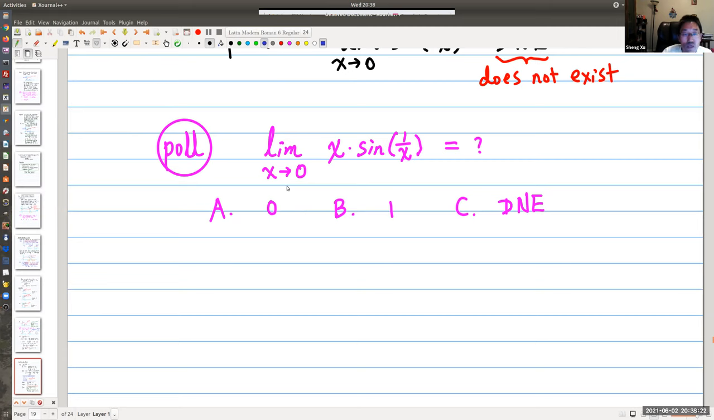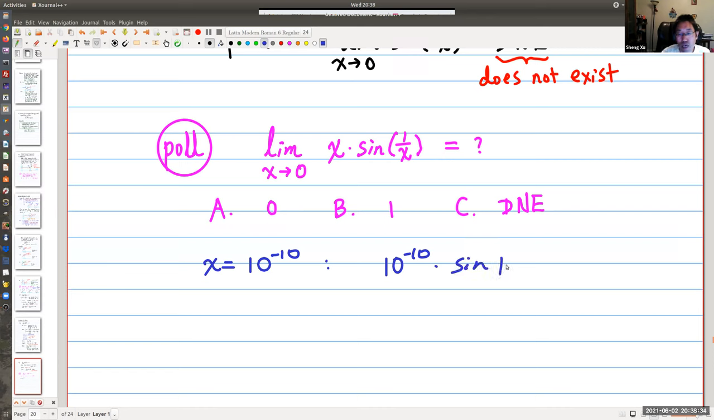So x approaches zero. For example, I use an x value equal to, how about 10 to the power negative 10? That's small, right? What do I get? That is 10 to the power negative 10 times the sine of the reciprocal, which is 10 to the power 10. Keep in mind, this sine, whatever the sine is, is always between negative 1 and 1. It cannot be bigger than 1 and cannot be smaller than negative 1. So the magnitude of this value should be very small. It's 10 to the power negative 10, maybe times 0.5, maybe times negative 0.3, whatever. But it's a small value.